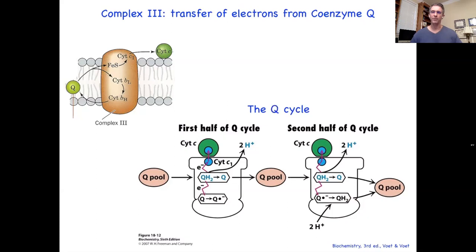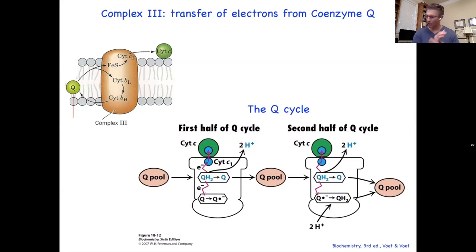So the whole point of the Q cycle is to allow this 2-electron dihydroquinone carrier to adapt to a single electron carrier, which is cytochrome C, which we're going to see in just a second, which is a single heme bound with a single iron that it can toggle. And so by splitting it this way, and by doing two steps of electron transfer, you can now adapt this 2-electron carrier to a single electron carrier, right?